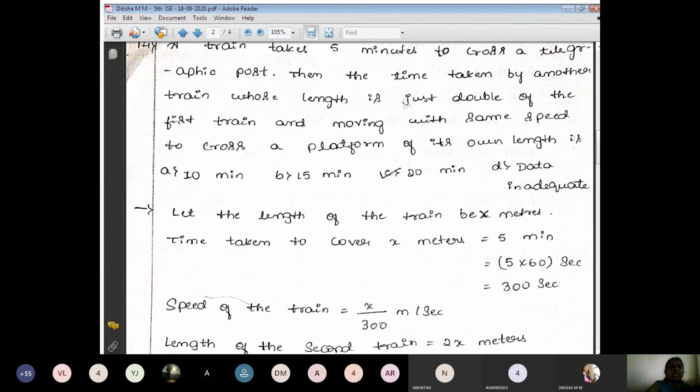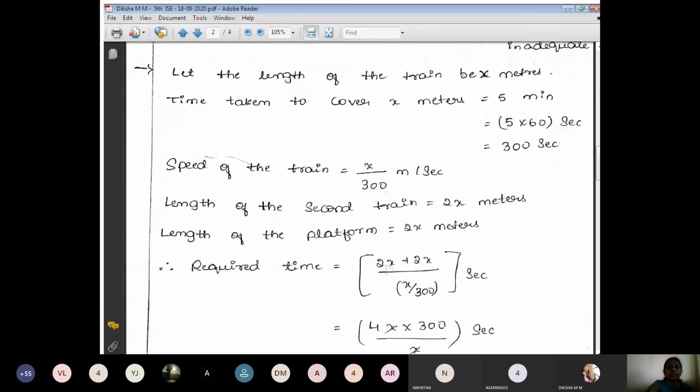So just the length: the second train whose length is just double of the first train and moving with the same speed to cross a platform of its own length. So platform of its own length means the platform length is the same as the length of the second train. So that we should know. Then only we can continue with the solution. So we have to take the length of the platform, and at the same time the length of the second train.